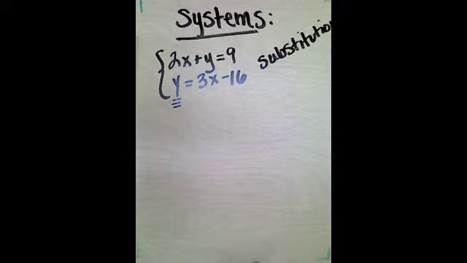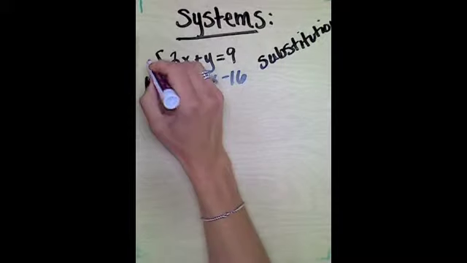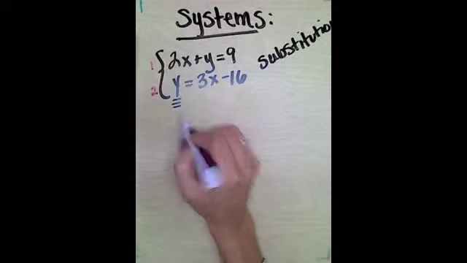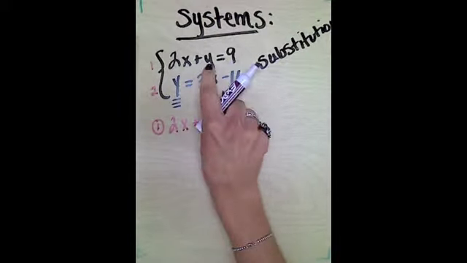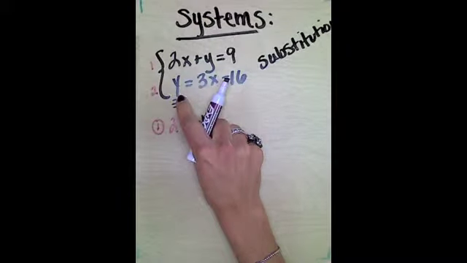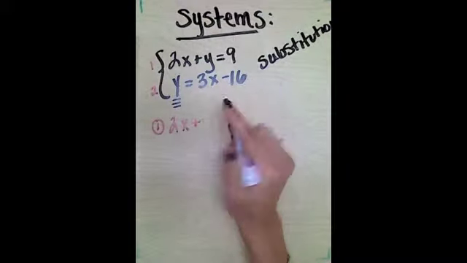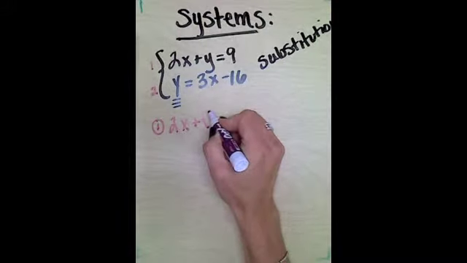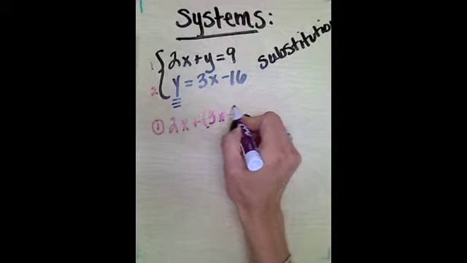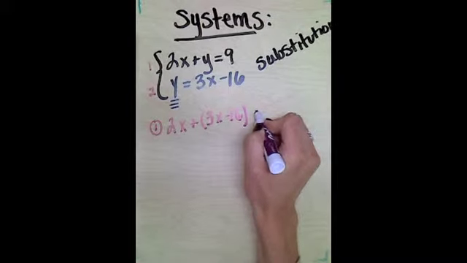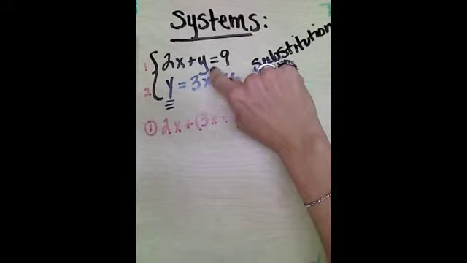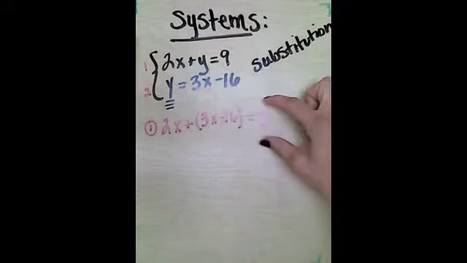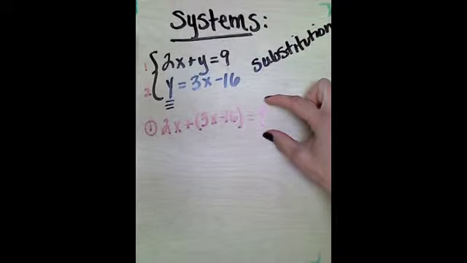We're going to go into the other equation. So we're going to name these 1 and 2. In equation 1, we're going to rewrite 2x plus, but instead of y, everywhere we see y, we're going to plug in everything that it says. So I'm going to open up a set of parentheses. I'm going to plug in 3x minus 16, and I'm going to bring back now the equals 9. I put the parentheses here so that I can show that I have plugged something in and replaced the original variable that was there.